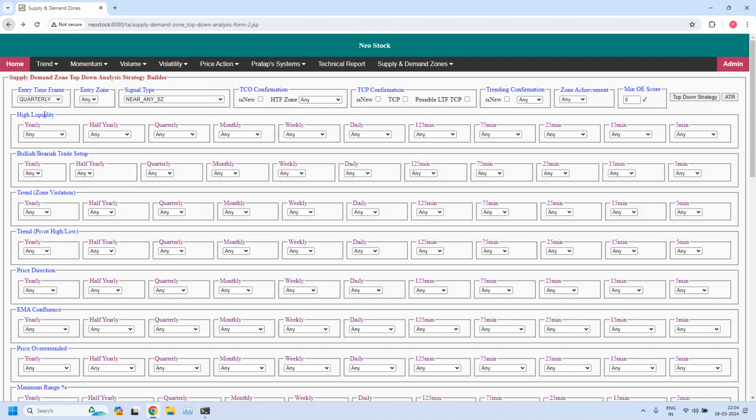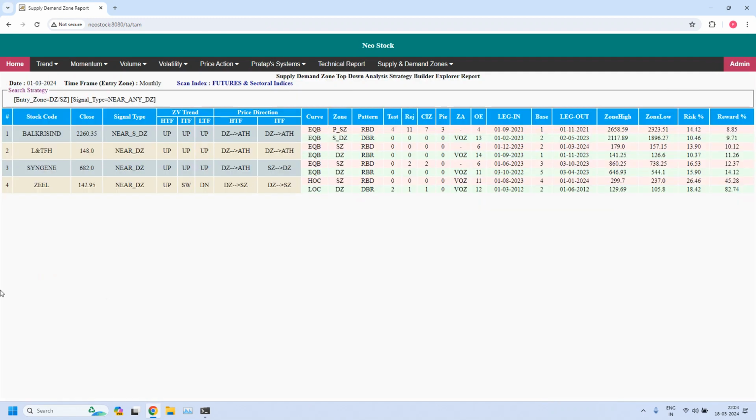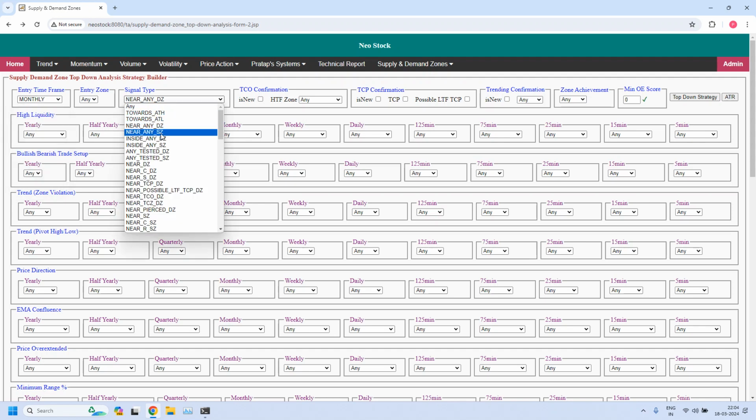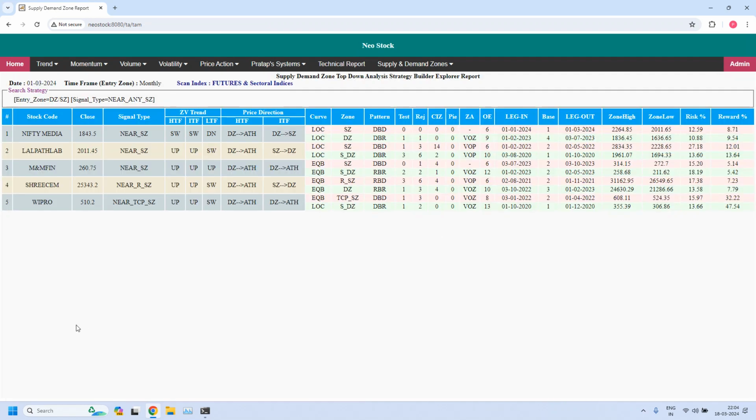So let me go back. Changing the time frame to monthly, let us find the stocks near monthly demand zone. So these four stocks are filtered. So let me go back. For monthly time frame, let us find the stocks near monthly supply zone. These five stocks are filtered. So let me go back.